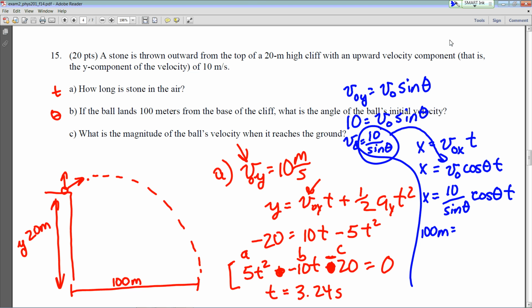Cosine over sine, or sine over cosine, is tangent. So I'll just do 10t over tan theta. I gave you that trig identity down below. And then I know t now, right? Oh yeah, we know t from right here. And then we just plug that in, and then we solve this for theta. You have to do an inverse tan there to find theta. I think y'all are probably okay with that.